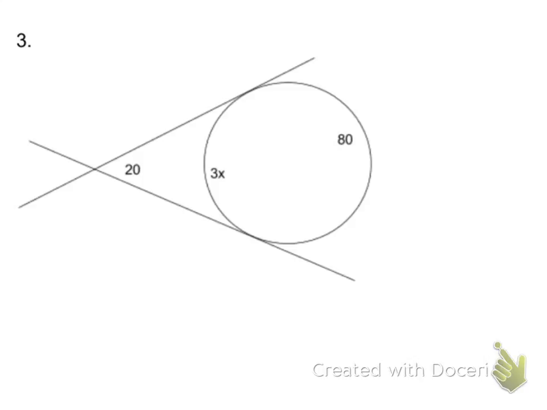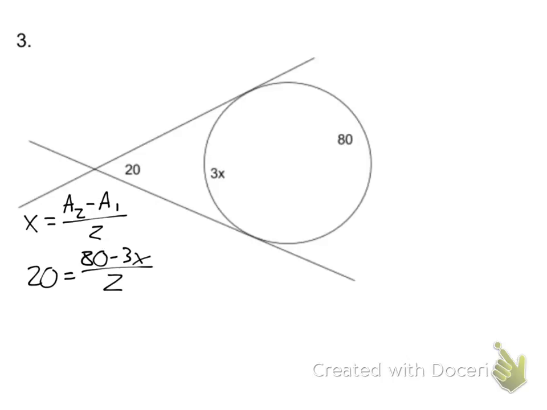Same formula, yes? So, in this case, x equals A2 minus A1 all over 2. What goes in x? 20. Now it gives us the angle, and our big arc is 80 minus 3x all over 2. And then you just have to solve the equation.